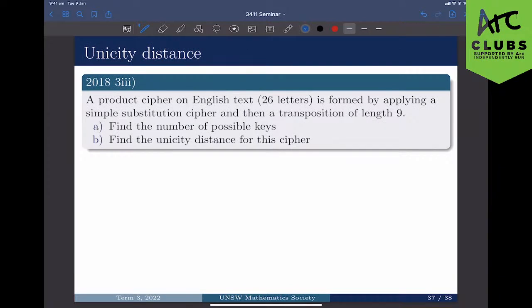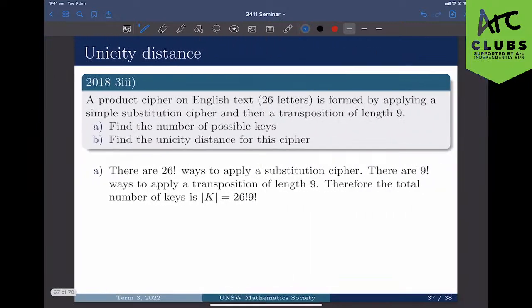So we have a question. A product cipher on an English text is formed by applying a simple substitution cipher and then a transposition cipher of length 9. So they want us to find the number of possible keys and to find the unicity distance for the cipher.